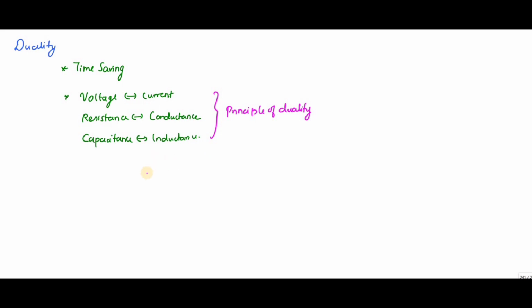So the duality principle asserts parallelism between a pair of characteristic equations and theorems of electricity.